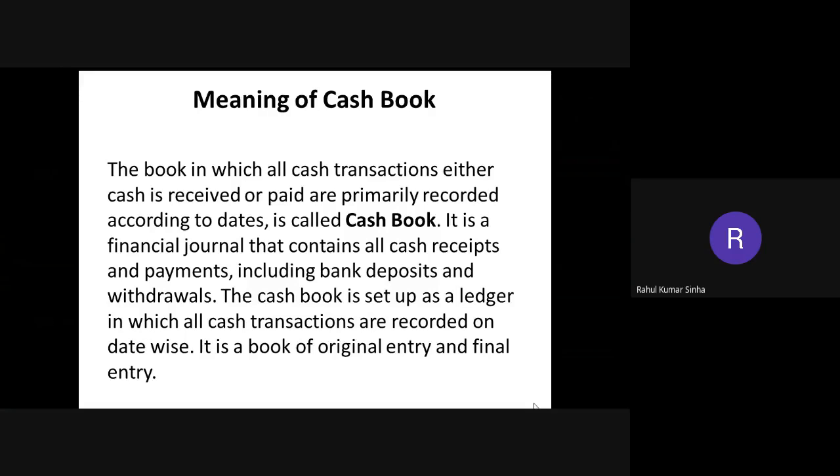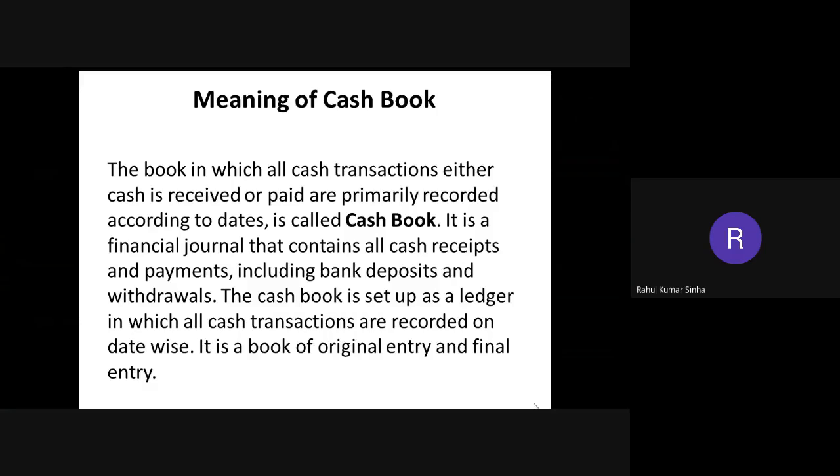So you all know that various of the transactions are carried out in the cash mode, and credit transactions are always denied, rejected in the case of business, but still we do the business on credit because we have to maintain the relationship. We have to continue our business. For this, the credit transactions are also to be made. But in the cash book, we record only the cash transactions. We do not record the credit transactions.